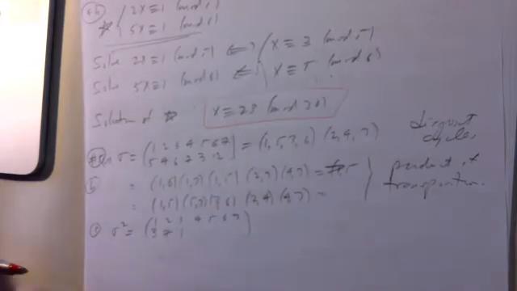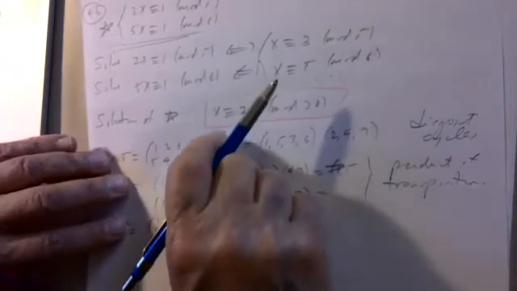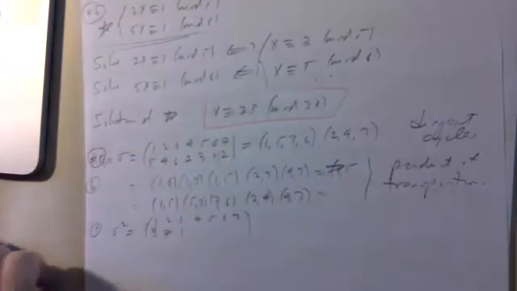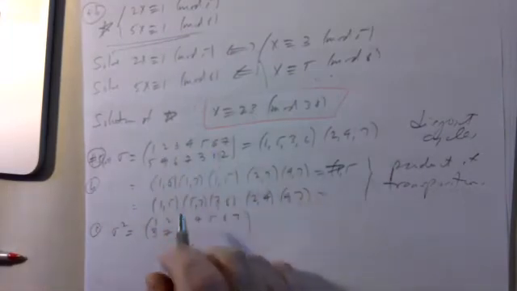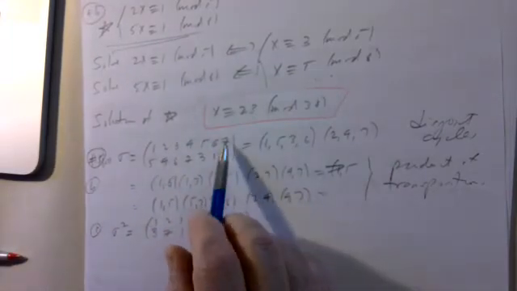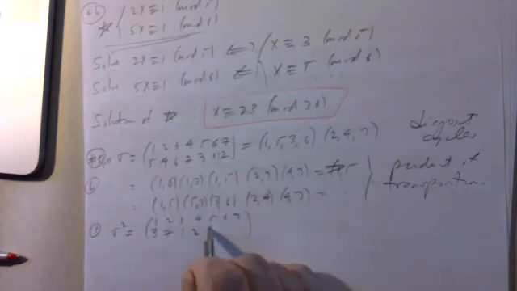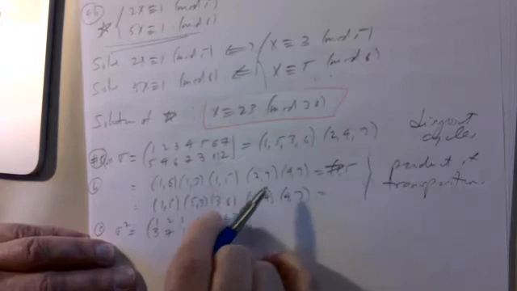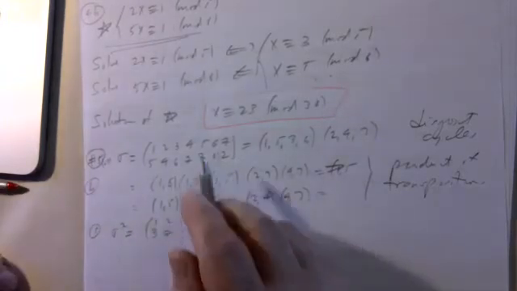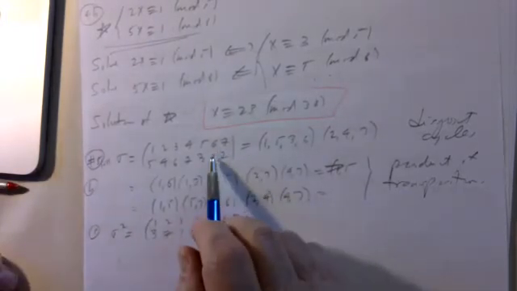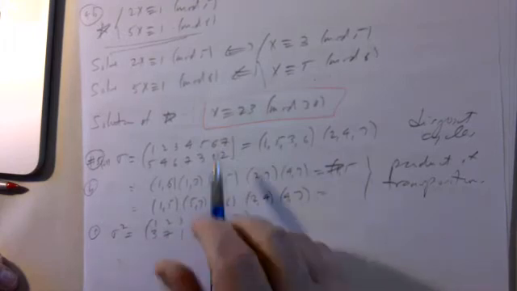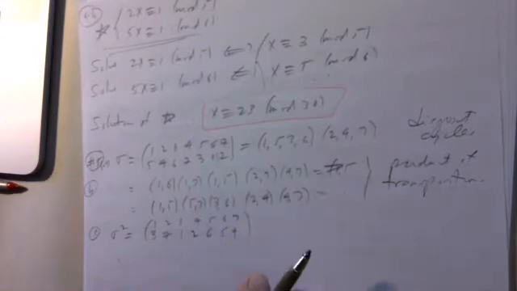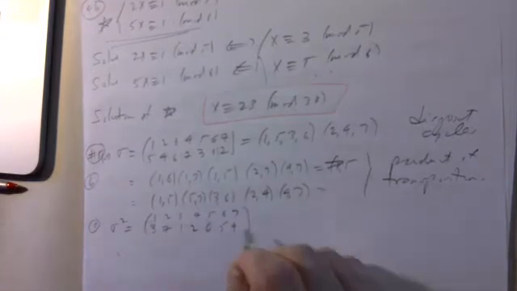Let me separate this so it doesn't look like 12. This is a 1. There's the 2. 4 goes to 7 and 7 goes to 2. 7 goes to 2 and 2 goes to 4. Oops, that's right, but that's not what I wanted. The next one is 5 goes to 3 and 3 goes to 6. 6 goes to 1 and 1 goes to 5. 7 goes to 2 and 2 goes to 4. So this is sigma squared.